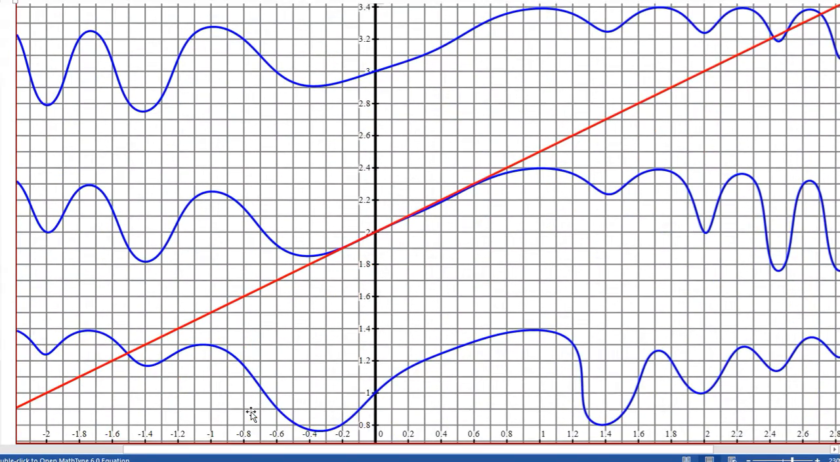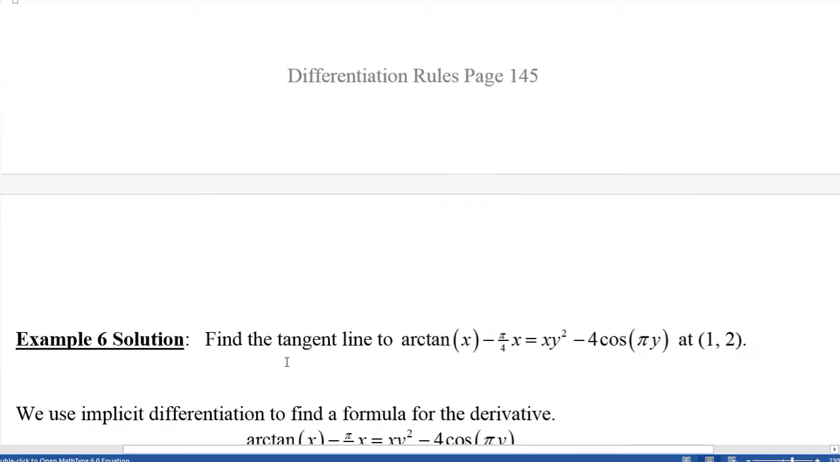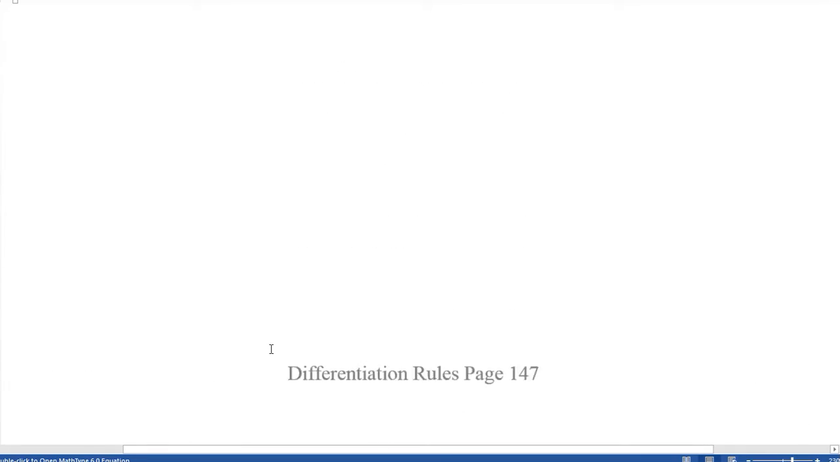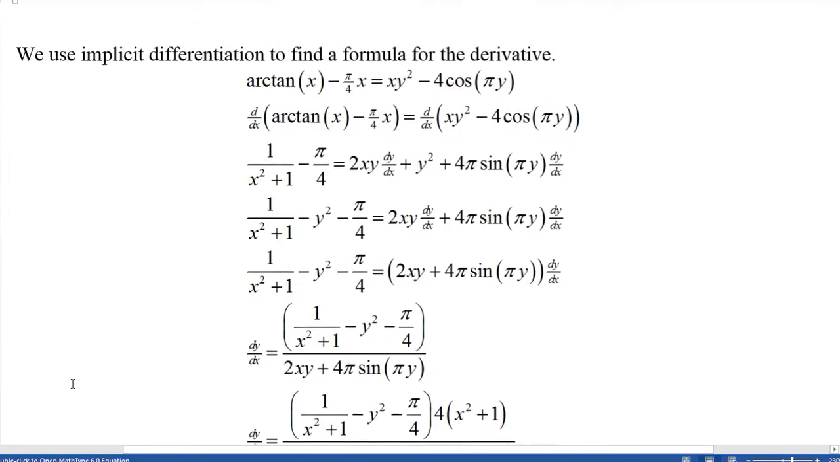And here's a portion of that graph. All of this blue is part of that original graph. And there you see it does go through the point (0, 2), and you can tell that it is a tangent line there. And then I think I have one more example that I'd like you to do here.